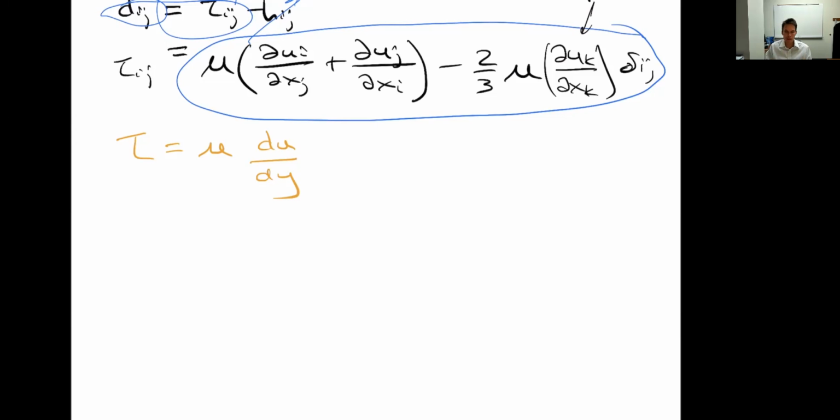I think that's enough for today. Stress tensor.